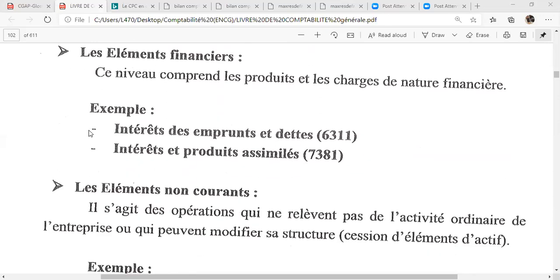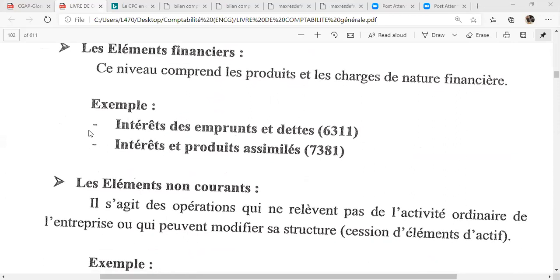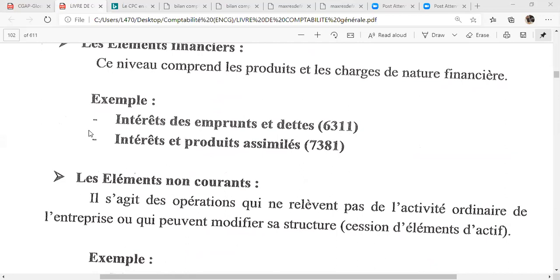So then lastly, we have non-courant, les éléments non courants, or non-circulating in English. So it reads from there, les éléments non courants, il s'agit des opérations qui ne relèvent pas de l'activité ordinaire de l'entreprise ou qui peuvent modifier sa structure. So this one is strictly not related to the direct or ordinary ways of running a business. So it's not related to using money to make money or directly related to selling goods and services to make money. It has its own category. We would call this maybe exceptions of the two, but they still fall under the CPC.